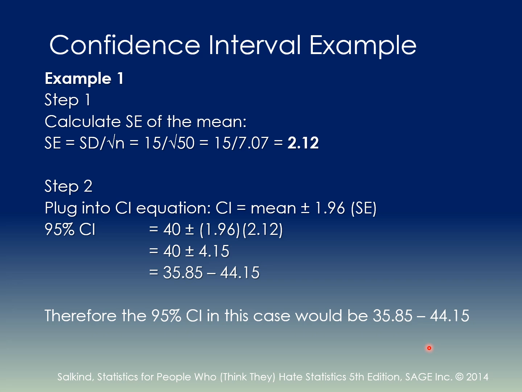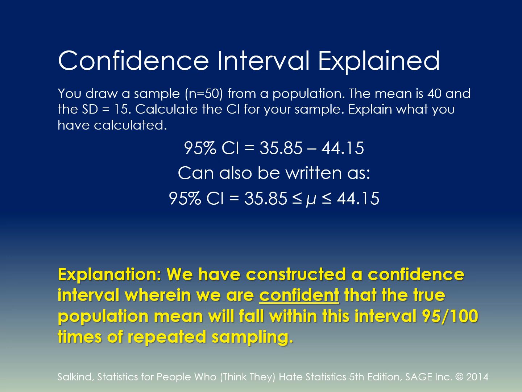Now the question is, what does that mean? So let's explain what we've done here. We've created this interval, this range of values, right? We've got this lower range here, 35.85, and an upper range here, 44.15. And we've identified this as a 95% confidence interval. And what is this interval surrounding? Notice what it's surrounding. In the center here is the symbol mu, which stands for the population mean. So we have constructed a confidence interval wherein we are confident that the true population mean will fall within this interval 95 out of 100 times of repeated sampling using the same sample size.